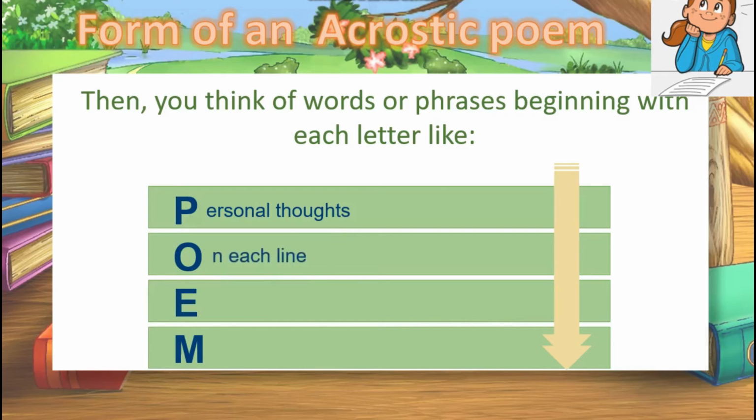If I'm talking about O, then I have "on each line." So, personal thoughts on each line. Then I move to E, which is here: express your feelings. So, personal thoughts on each line, express your feelings, and last but not least, make people happy. So see how the poem is formed.